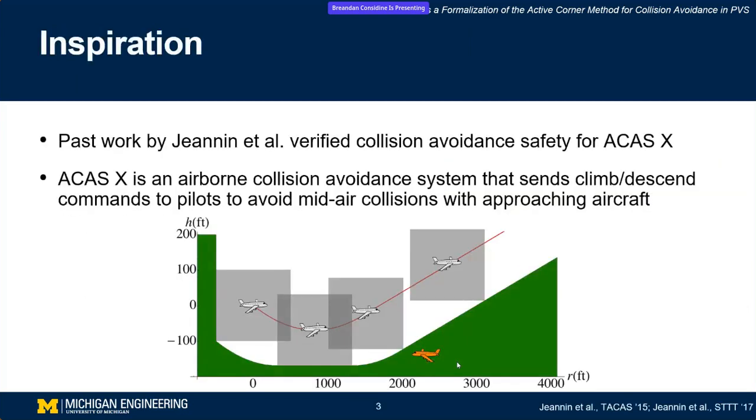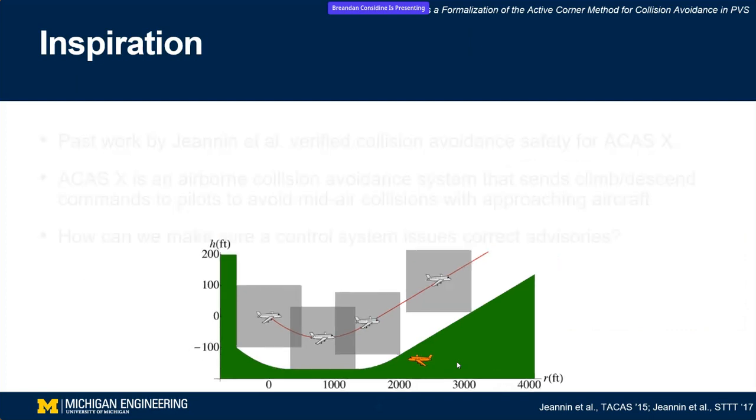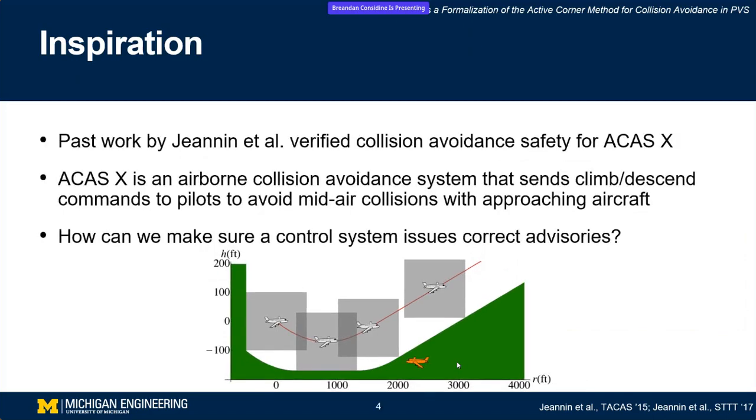So past work by Jeannin and others has verified collision avoidance safety for ACAS-X, and that's really the inspiration of this work. So ACAS-X is an airborne collision avoidance system. Basically what it does is it'll issue advisories that come in the form of climb, descend, maintain altitude, etc. And it'll issue these advisories or commands to pilots in order to avoid mid-air collisions with, say, approaching aircraft in air traffic control settings. So, right, it's a safety critical system, and especially in the aircraft domain, aerospace uses a lot of formal verification already.